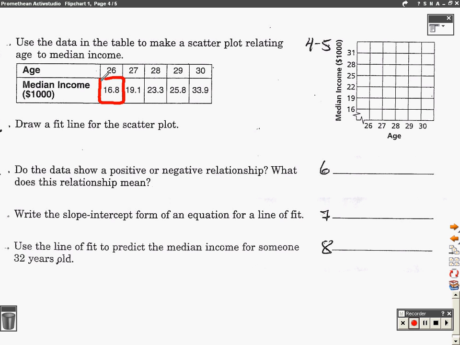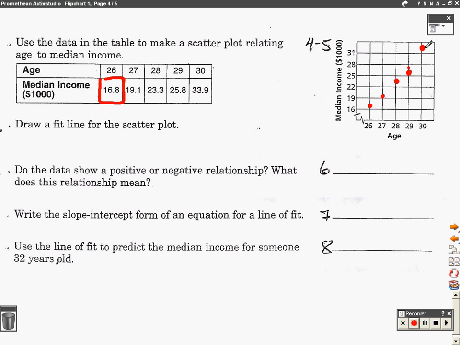The first thing it wants you to do is make a scatter plot. So I'm going to go over to the side and go 26 and a little bit past the 16. And then 27 is 19.1, so 19 and 1/10, would be right there. 28 and 23.3 would be about here. 29 is 25.8, about maybe right there. And then 30 would be 33.9, which would be somewhat up here.